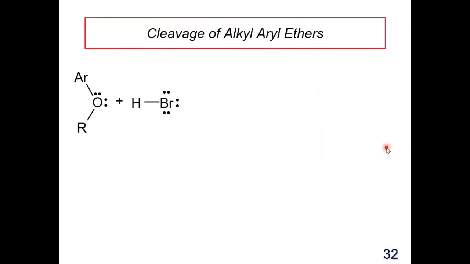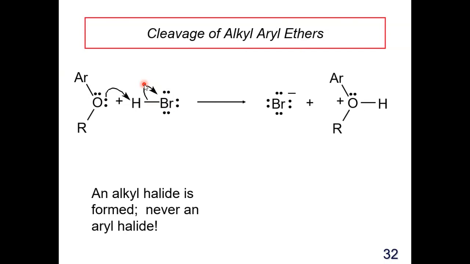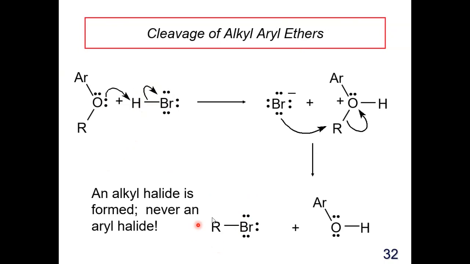Now, the interesting thing is when you have an alkyl aryl ether, meaning the two hydrocarbon groups, one is aromatic, one is alkyl. If this kind of ether is allowed to react with hydrogen halide, even if you use an excess amount of hydrogen halide, you will only get one halide, an alkyl halide, and the aromatic part will be converted to phenol. Okay?